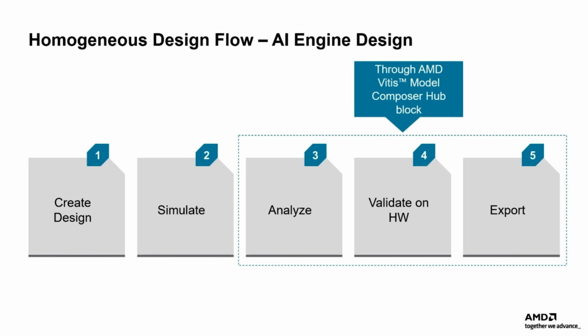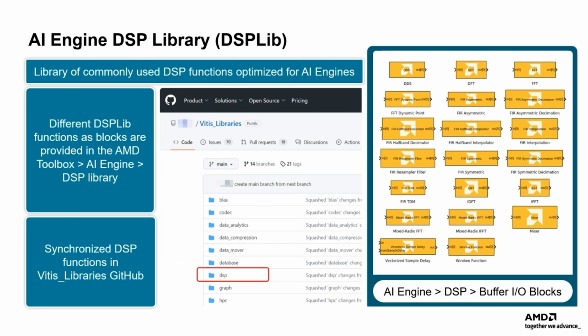Let's now look at creating a homogeneous AI engine design. We'll go over creating a design using AI engine blocks from the AMD toolbox and then simulating the design using the AIE simulator. The Vitis DSP library is a library of commonly used DSP functions optimized for AI engines. To facilitate the use of these functions in a design, Vitis Model Composer provides different DSP lib functions as blocks in the AMD toolbox AI engine DSP library.